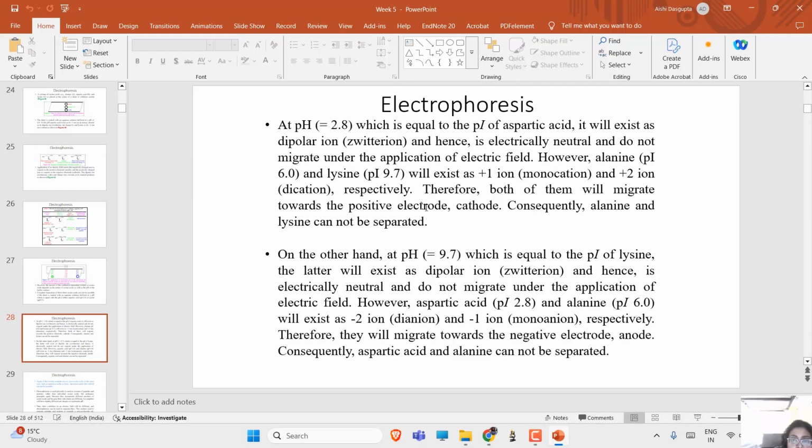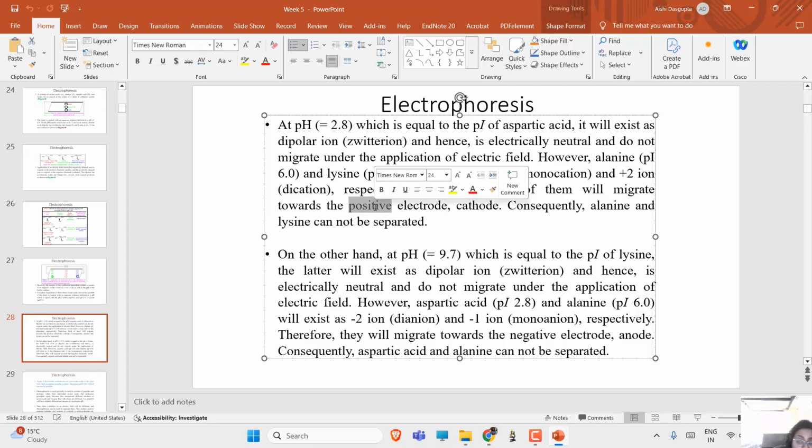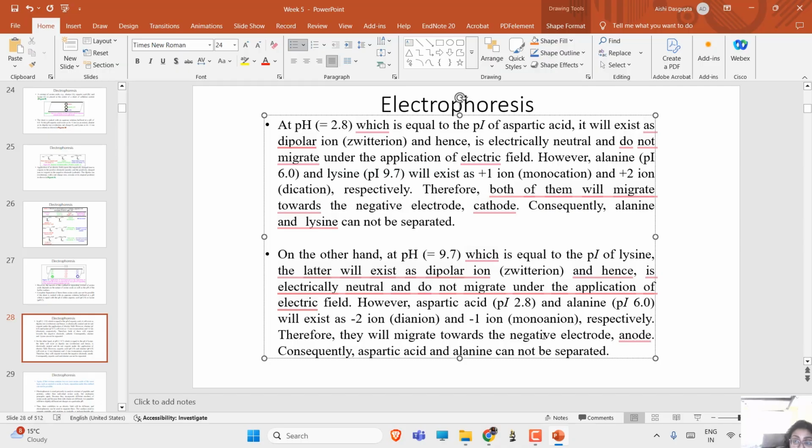One second. A positive ion is a cation, a negative electrode is a cathode, a negative ion is an anion, and a positive electrode is an anode. You get confused between these two very frequently.